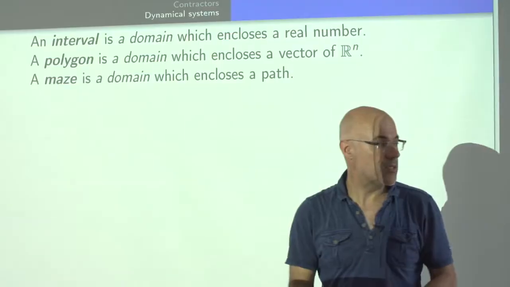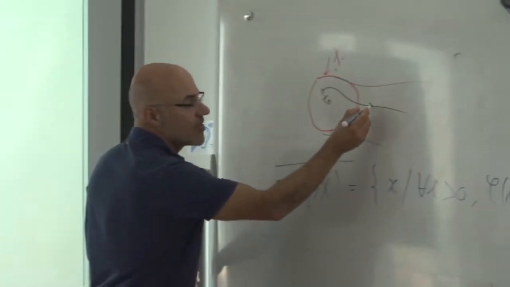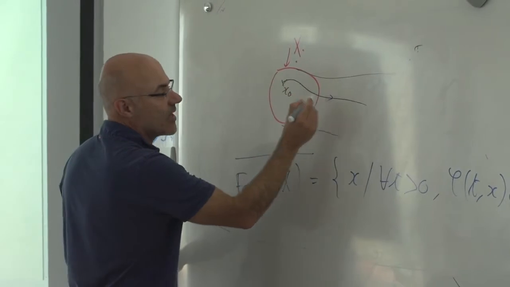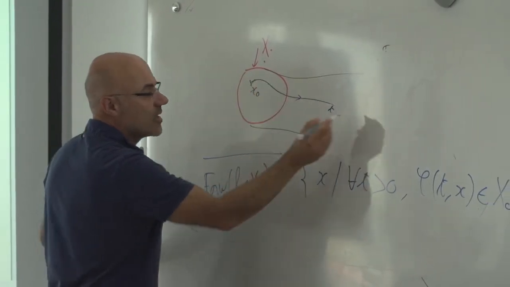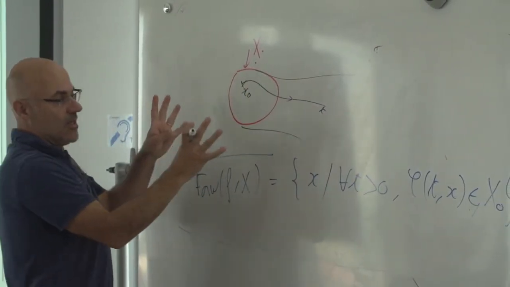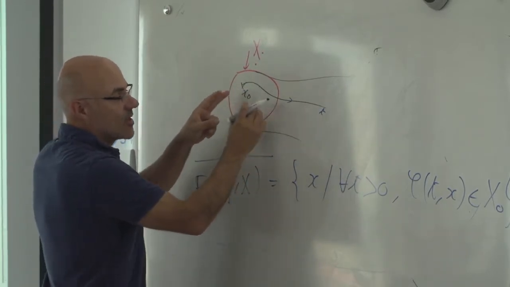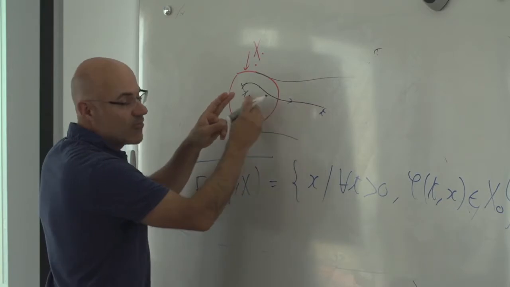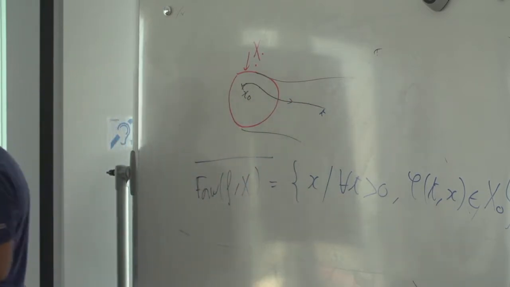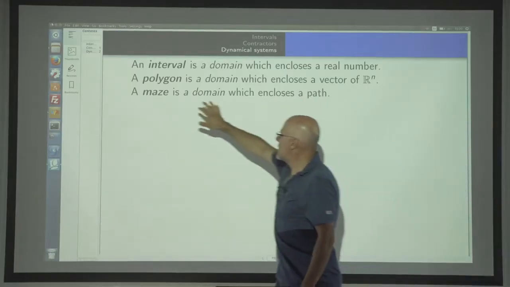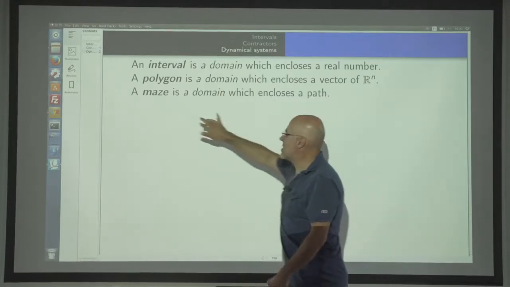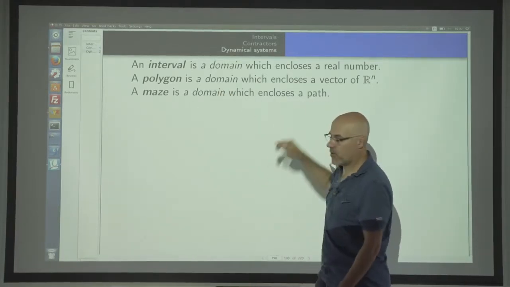A path is not like a trajectory, because you don't have the time. The path is only the set in the image space; you don't have the time anymore. It's a path. So a maze encloses a path. It is a set of paths, a domain for a path.